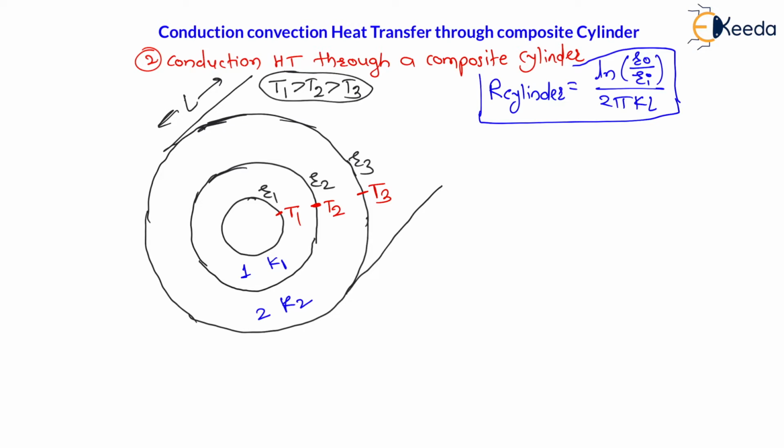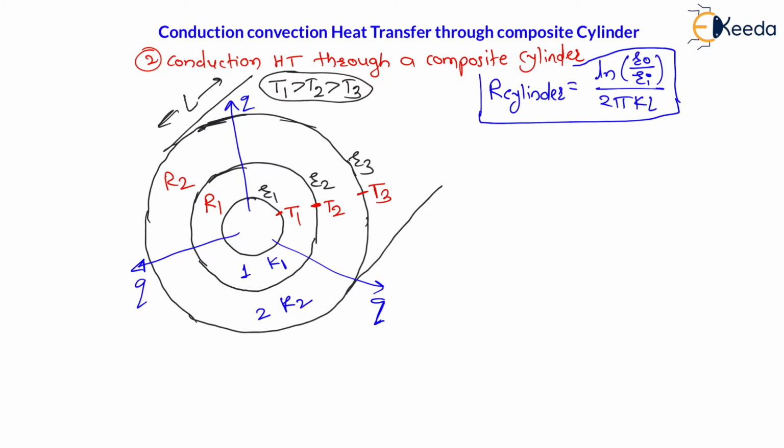Therefore, my dear students, as the inside surface has the highest temperature, the flow of heat will be radially outward. Therefore, the heat transfer Q will be radially outward like this. Now, for the first cylinder there will be a conduction resistance of the first cylinder, and for the second cylinder there is a conduction resistance of the second cylinder. Let us say for the first cylinder, R1 is the conduction resistance, and for the second cylinder, R2 is the conduction resistance.